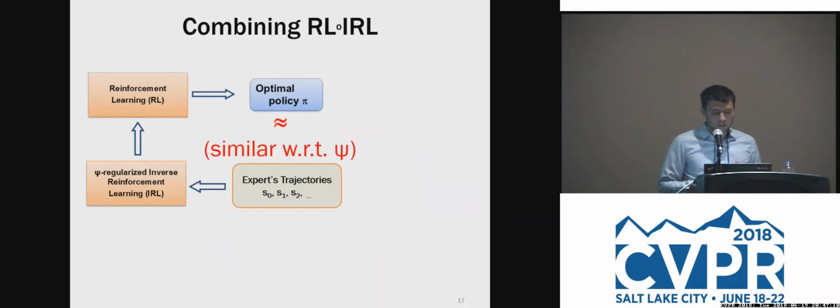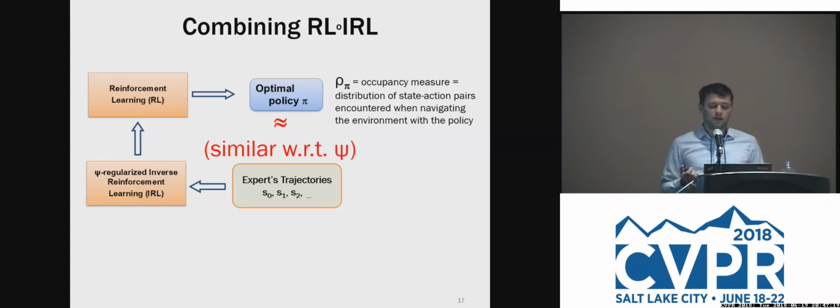So the first take-home message is that if we look at this optimal policy pi, this optimal policy defines an object, which we're going to call rho pi. That's an occupancy measure. That's basically the distribution over states and actions that you see when you navigate the environment using this policy pi. Similarly, there's going to be an object called rho pi e.